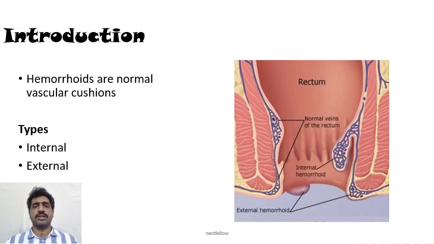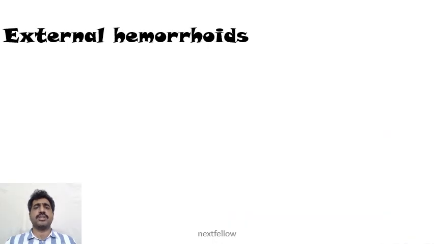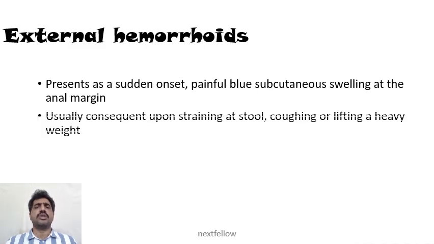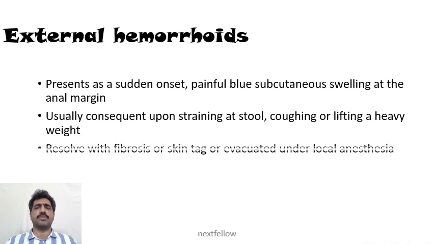External hemorrhoids are related to the inferior hemorrhoidal plexus surrounding the anal wedge. They are not true hemorrhoids. External hemorrhoids present as sudden onset painful swellings at the anal margin. They usually present after straining at stool, coughing or lifting heavy weights. It's a self-limiting condition. It undergoes fibrosis and later forms skin tags. Or if they present early, within 48 hours, we can evacuate the clot under local anesthesia.